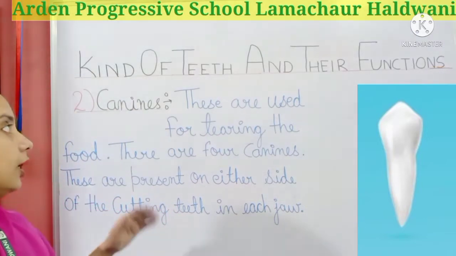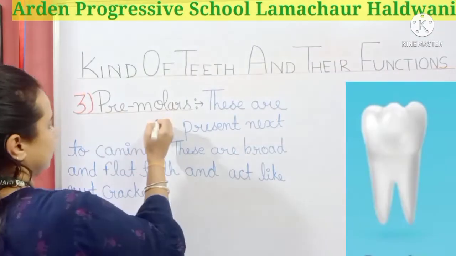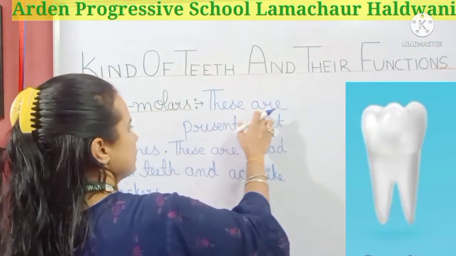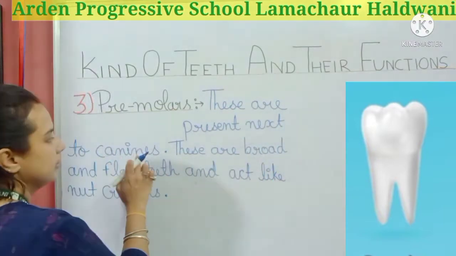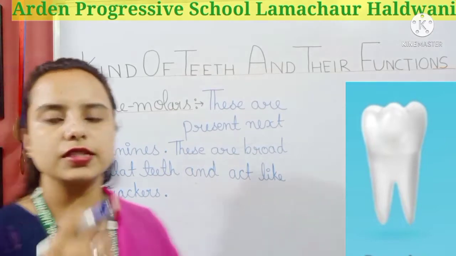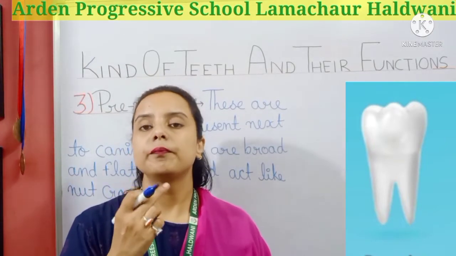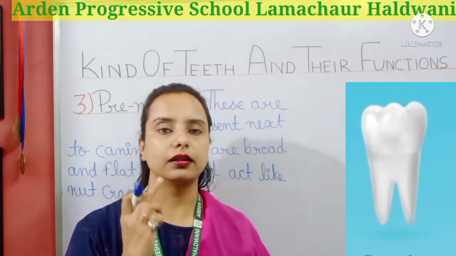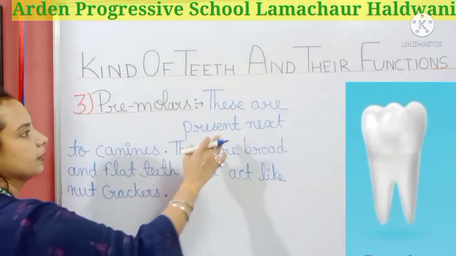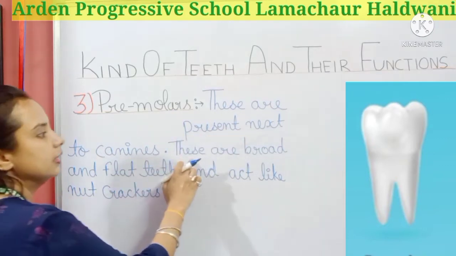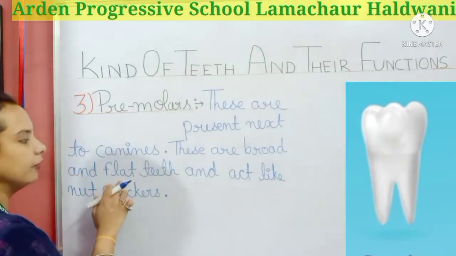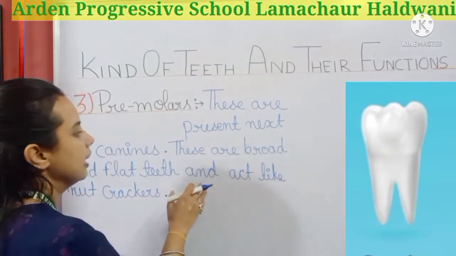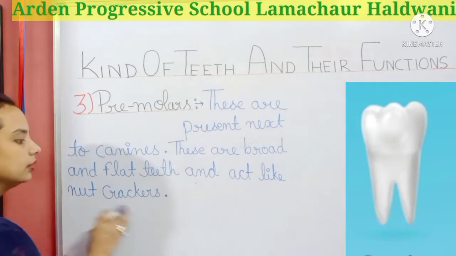Now the next is premolar. This is the third type of teeth, the premolar. These are present next to the canines. As I have told you, first incisors are there, then canines, and after that the premolars. These are broad and flat teeth and act like nutcrackers.